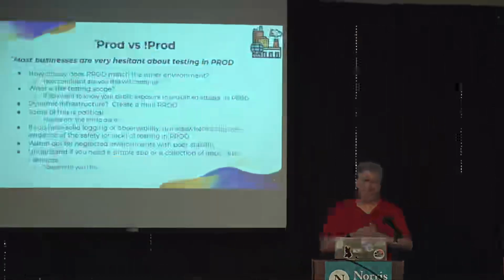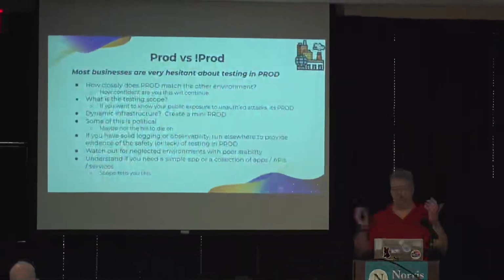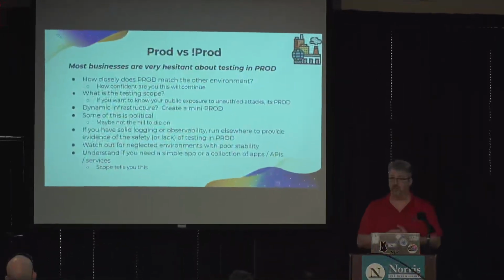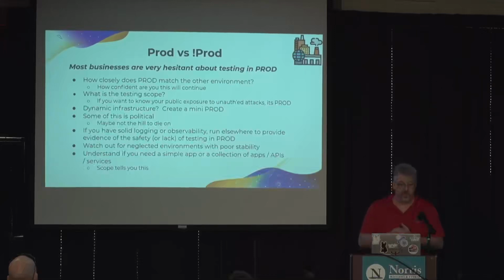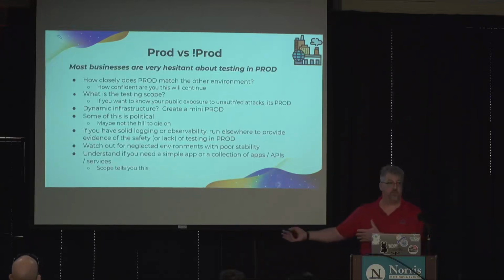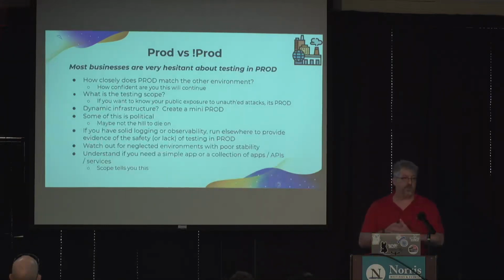So prod versus not prod, I kind of talked about this earlier. Obviously, most businesses are super hesitant about poking at prod, right? Oh my God, it'll go down, we'll lose all the money, and it'll be awful flames and scariness. So you have to ask yourself, how closely does the environment you're able to test against match that production environment? Are you confident that what you're testing is going to give you adequate results and mirror what is in prod? And this is where the testing scope is important, right?